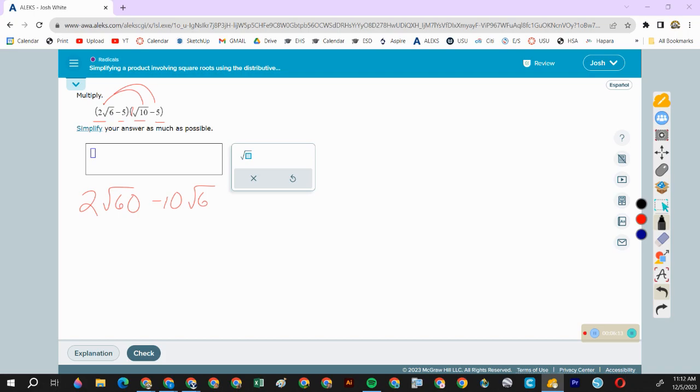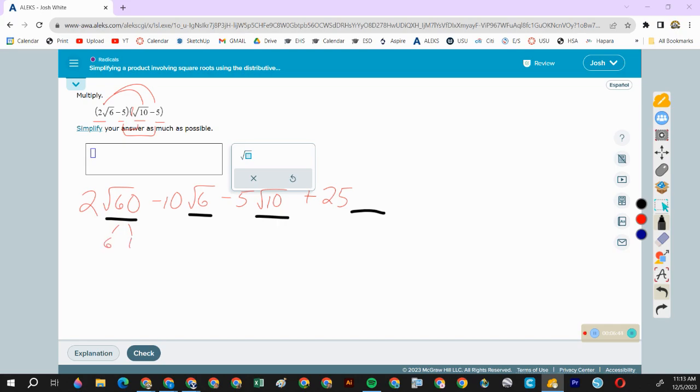Okay. This one, outside times outside, negative 5, inside times inside, root 10. And this is plus 25. Okay. Are any of the terms like terms? No. They all have different radicals, or none at all. But I need to check to see if any of those terms simplify.